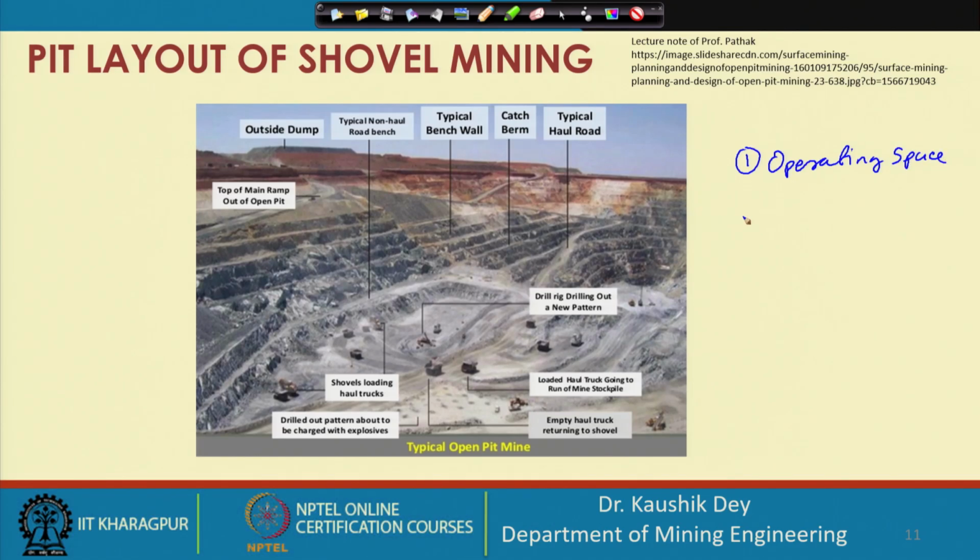The space required, suppose in this case the shovel is loading at this position. As this position is kept for the operation of the shovel, we have to provide sufficient space. Say this dumper is taking the material and coming in this way, and this is the next dumper which is waiting to take the material. These are important aspects of how the machine and its supporting machines will operate in that particular space. So, the operating space has to be provided.